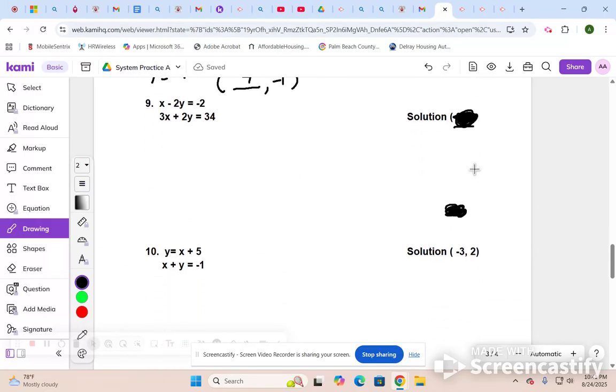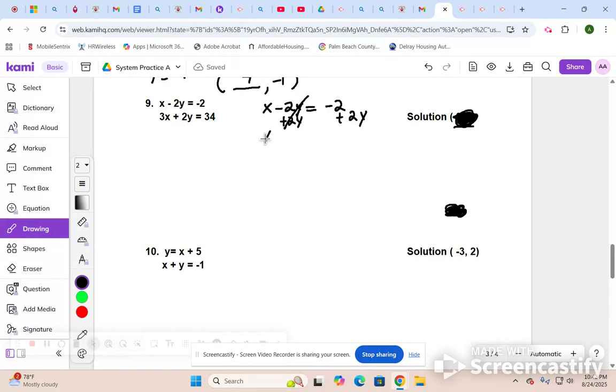Okay, notice number 9. Neither one of these equations is solved for x or for y. And we can't use substitution unless one of these equations is solved for x or y. But we can fix this problem. Let's look at the top one. The top one, x minus 2y equals negative 2. I can solve it for x. I can solve it for y, but y requires more steps. If I solve it for x, the only thing I need to do is just add 2y to both sides.